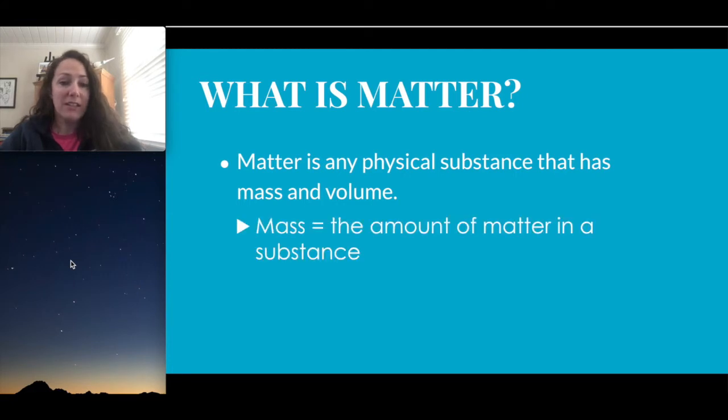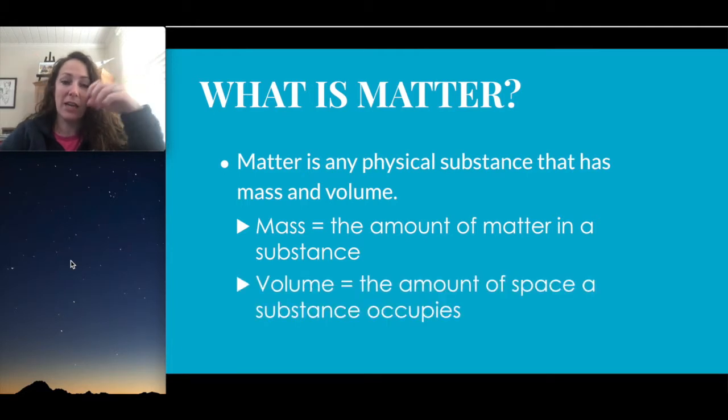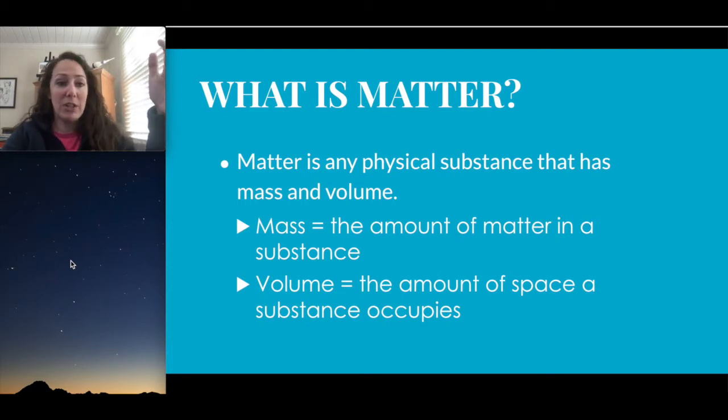We've talked about these a little bit. Mass is specifically the amount of matter in a substance. So, how many atoms, how much stuff is packed into that space, okay? And then volume is the amount of space that a substance occupies. So, these can be very different things. Something can have a huge volume, but just a tiny mass.